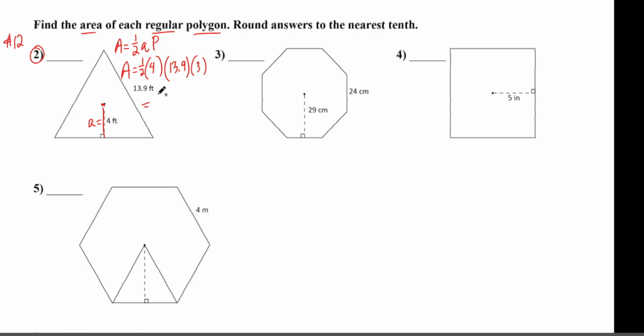Let me get my quiz out. Oops, where did I put them? Here they go. Let me get the right quiz out.